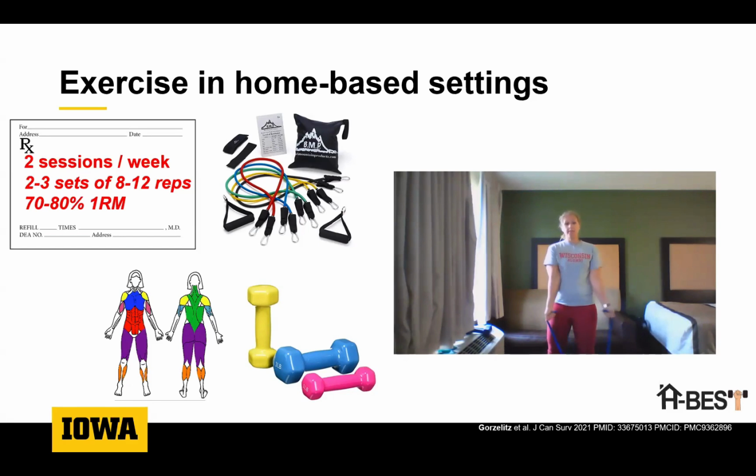And while this approach is great for the individuals who enroll in the trials, this is challenging to sustain, and it's hard to implement on a broad scale, that tailored approach. It is better than the one-on-one supervised training.